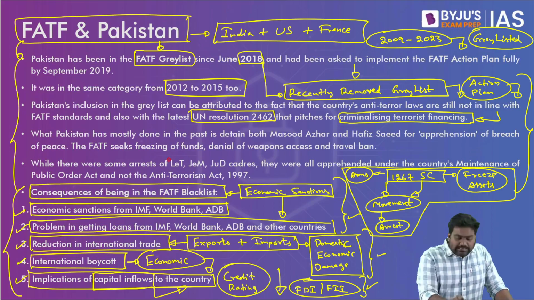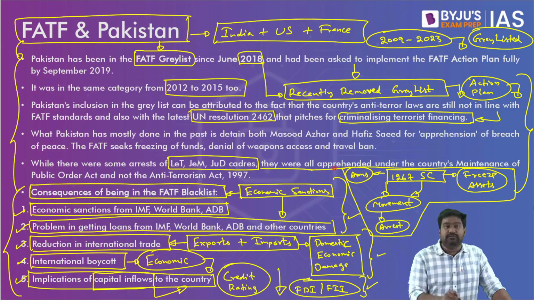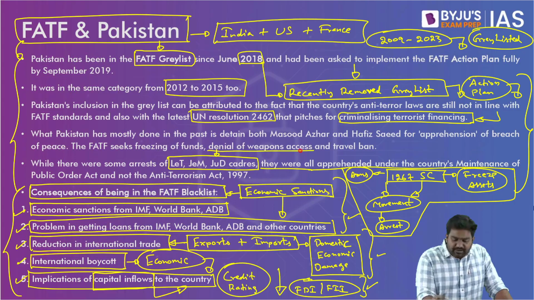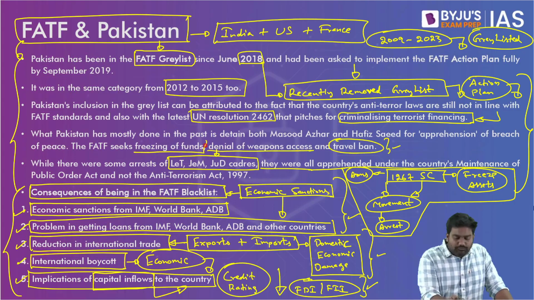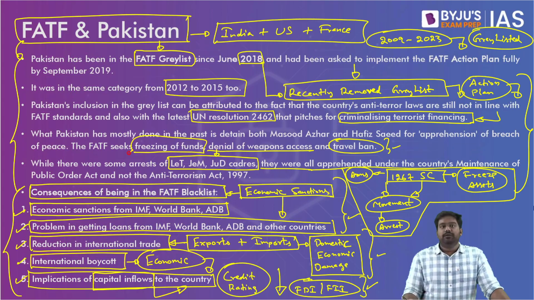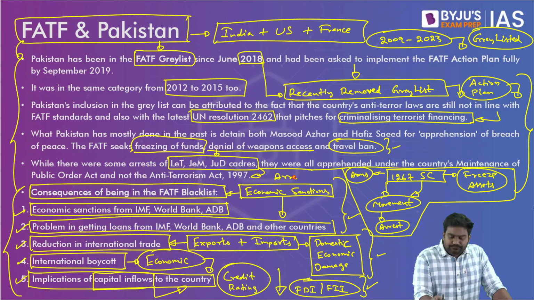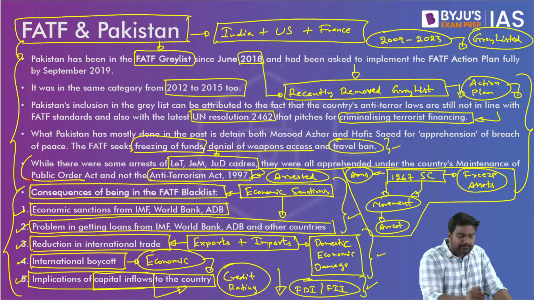It has not acted against terrorists belonging to Lashkar, Jaish-e-Mohammed, Jamaat-ud-Dawa, which are all globally designated organizations. It has not denied them weapon access. It has not placed a travel ban on them. It has not frozen their funds. Right? Even if they were arrested briefly, it pressed only basic charges. Terrorism charges were never pressed against them.